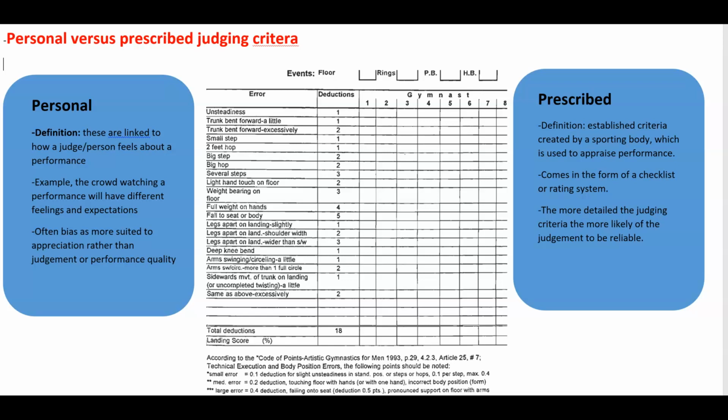Most performances will have a prescribed criteria to ensure that there's fairness to the athlete and they understand exactly why they have been given that performance score. And this is really important, especially in sports like gymnastics and diving. So the main difference between the two is personal is based on personal feelings and expectations about that performance, and prescribed is using a specific criteria created by the sporting body and comes in the form of a checklist or rating system like the one that you can see in the middle.